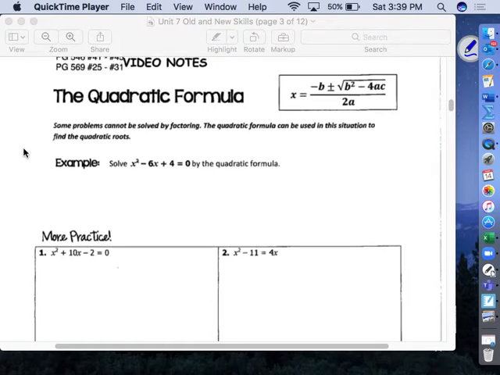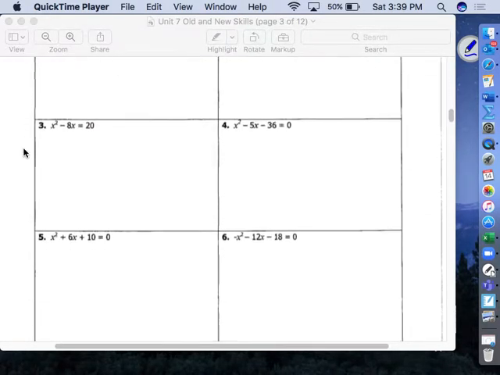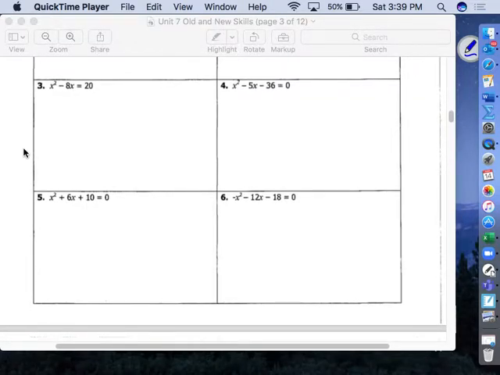This video is going to review the quadratic formula with both rational and irrational roots. So I'm going to start with number 3. And for number 3, I need to arrange this in standard form before I can get started. Identifying A, B, and C: A is 1, B is -8, C is -20.